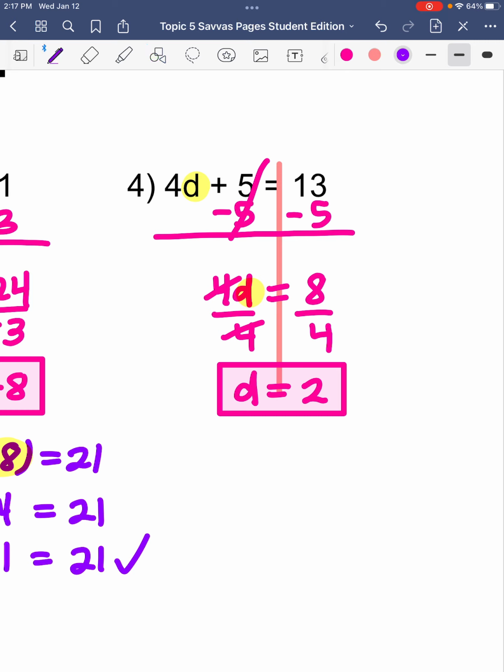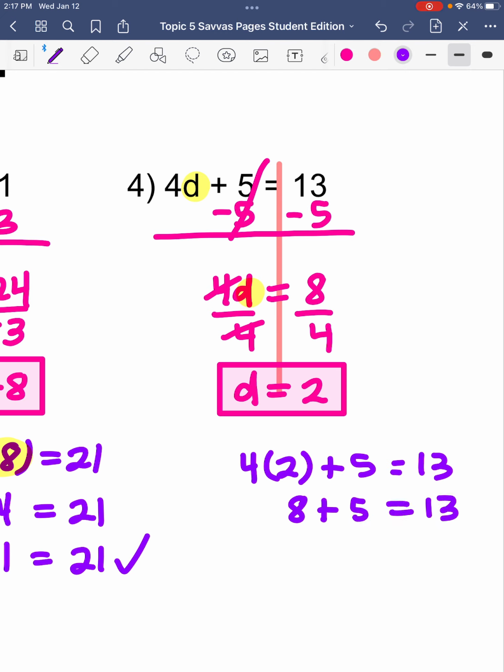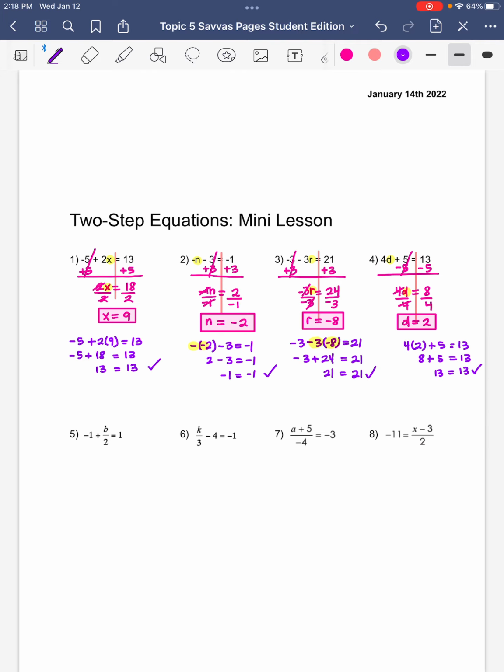So we have 4 times 2 plus 5 equals 13. Well, we know that 4 times 2 is 8, so we have 8 plus 5 equals 13. 8 plus 5 is 13, so 13 equals 13. Same number on both sides, so I know the answer is correct. Let's move on to number 5.